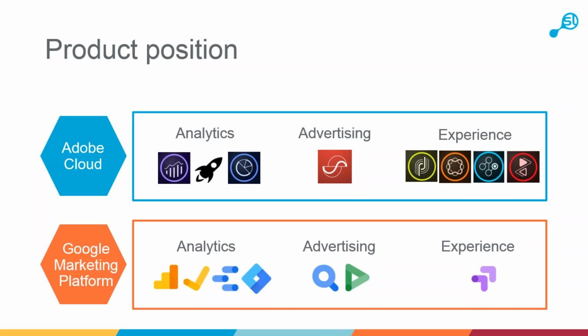Now that is a little bit different to Google's offering. Google is much more focused on the marketing side, right? And that's probably not massively surprising, given that their pedigree is obviously in the advertising space, predominantly from a paid search perspective. So what they have is they break their marketing platform into 3 areas, which happens to be the same 3 areas as Adobe.